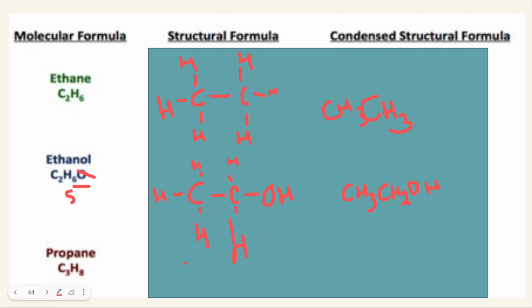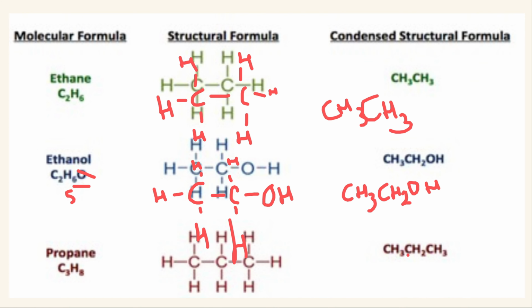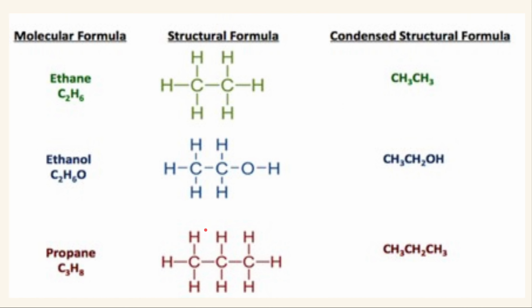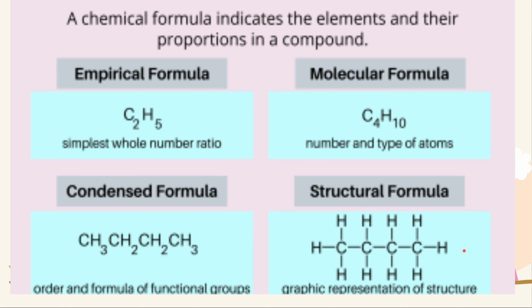For propane, it would be very similar to ethane. It's going to be 3 carbons with 8 hydrogens around it, and the condensed formula is going to be CH3, CH2, CH3. You can try that one on your own. There we go. Let me just erase all. As I would have said, CH3, with 8 hydrogens, and in our CH3, CH2, CH3 condensed formula.